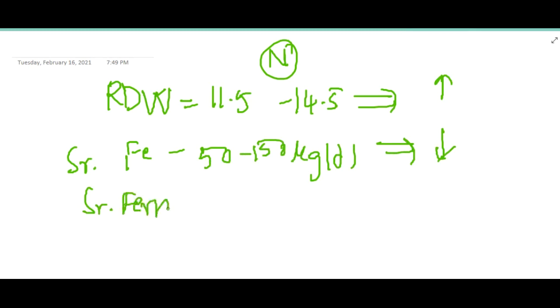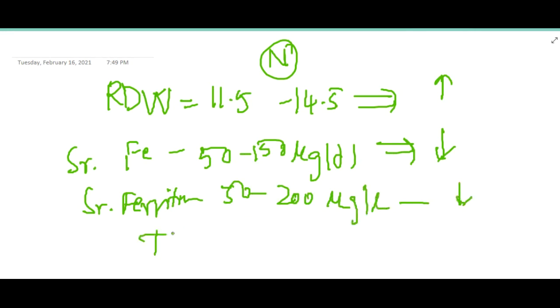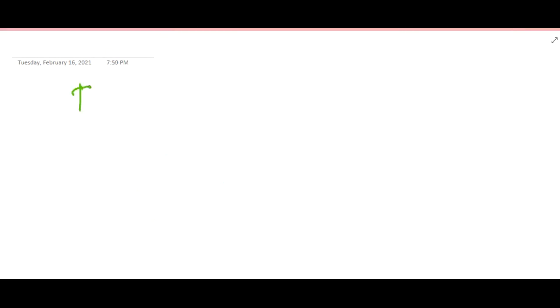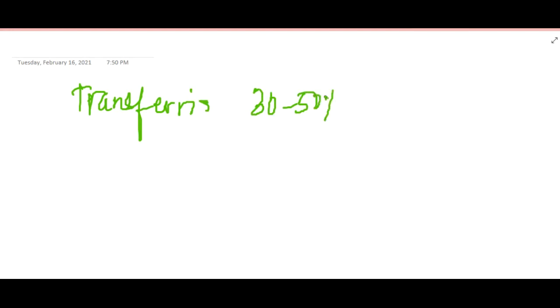Serum ferritin is normally 50 to 200 microgram per liter, and it is found to be decreased. Total iron binding capacity, which is 300 to 360 microgram per liter, is increased in iron deficiency anemia. Then we have transferrin saturation. Normal transferrin saturation is 30 to 50%, and it is decreased to around 18% in iron deficiency anemia.